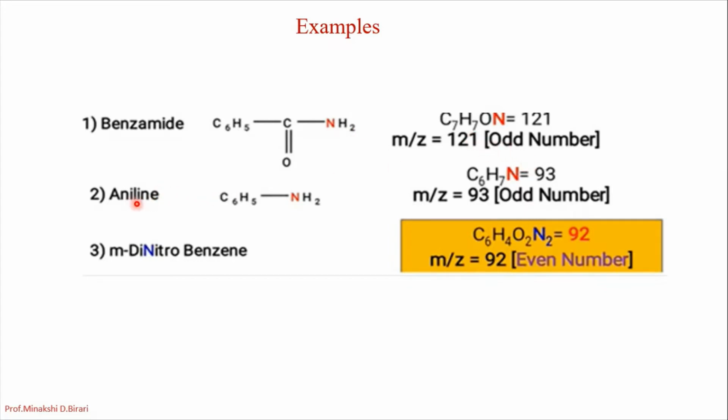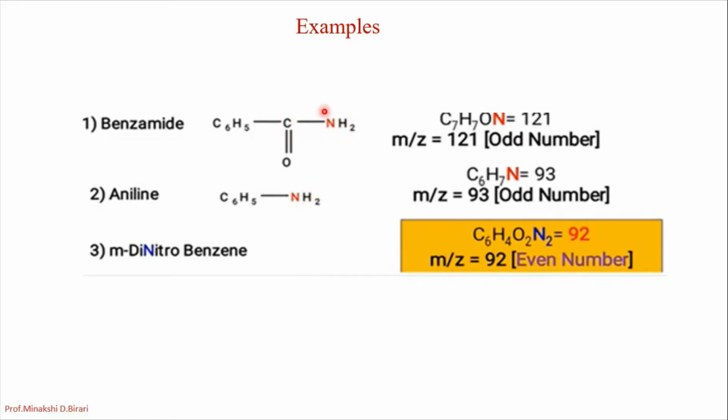Second example, aniline, C6H5NH2, number of nitrogens 1, molecular formula C6H7N, mass 93, m by z value 93, that is also an odd number. So if the atomic mass of the molecule is odd, then the number of nitrogens present in the molecule should be odd.